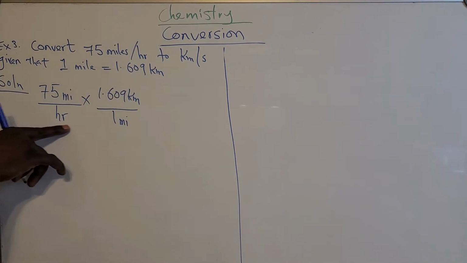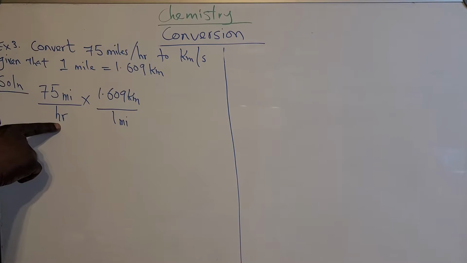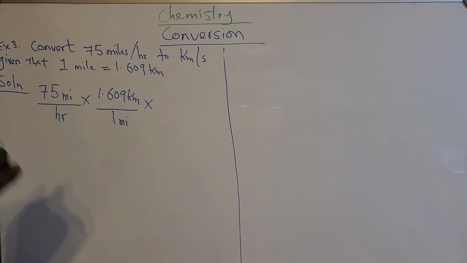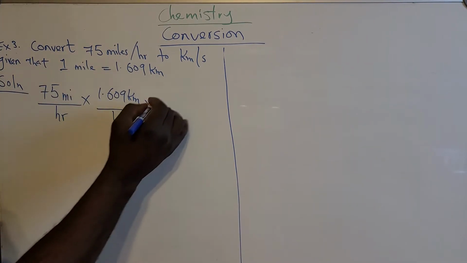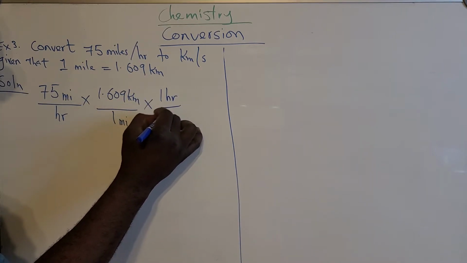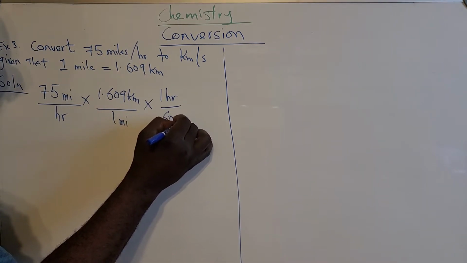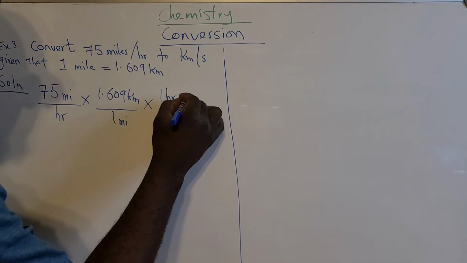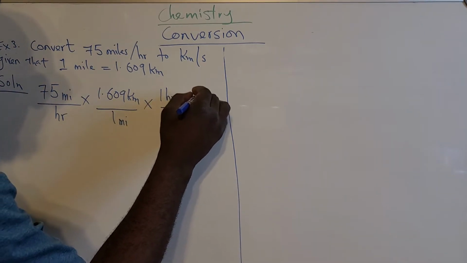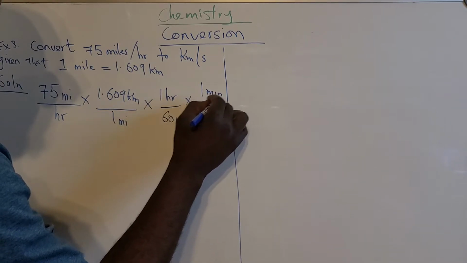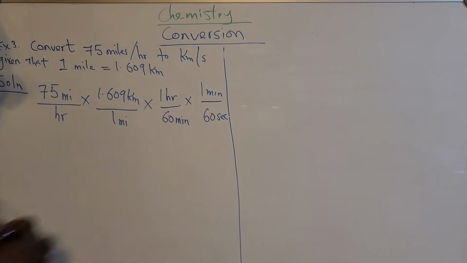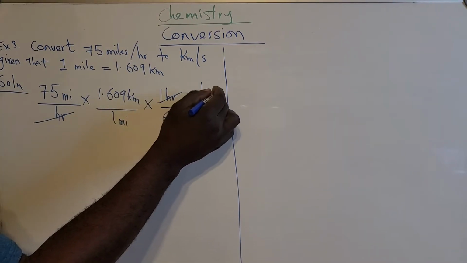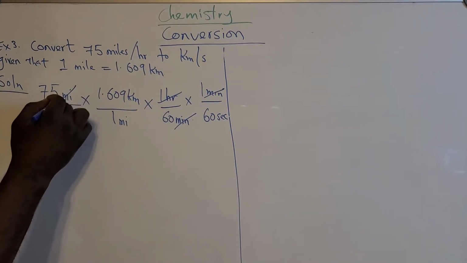So the next one is to deal with the hour, okay? The hour is at the bottom, we're trying to eliminate it. So the hour that we need is going to be at the top. So times, we know that 60 minutes is equal to 1 hour, right? So 1 hour is 60 minutes, okay? But we don't want it in minutes, we want it in seconds. So again, we're trying to eliminate these minutes by saying 1 minute is equal to 60 seconds. We know that, okay? So now let's go ahead and eliminate. We're eliminating the hours here, the minutes here, and the miles here, okay?